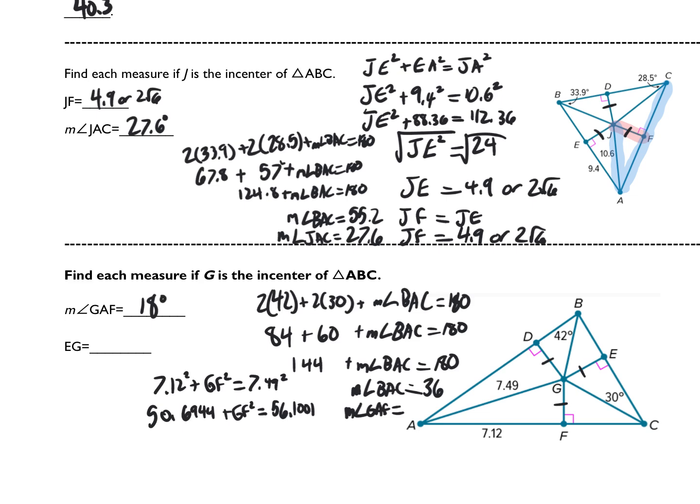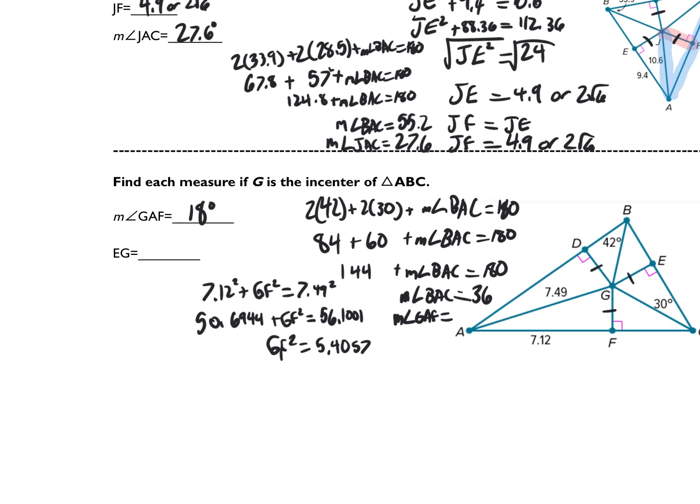We get GF squared is equal to 5.4057. So the square root of both sides gives us GF equals 2.3, we're going to round up to 2.33.